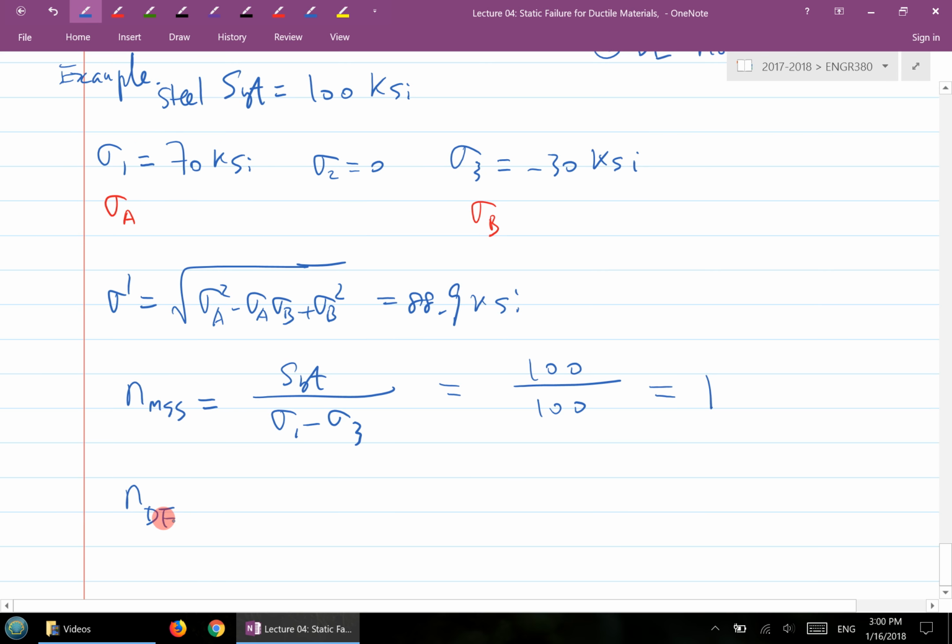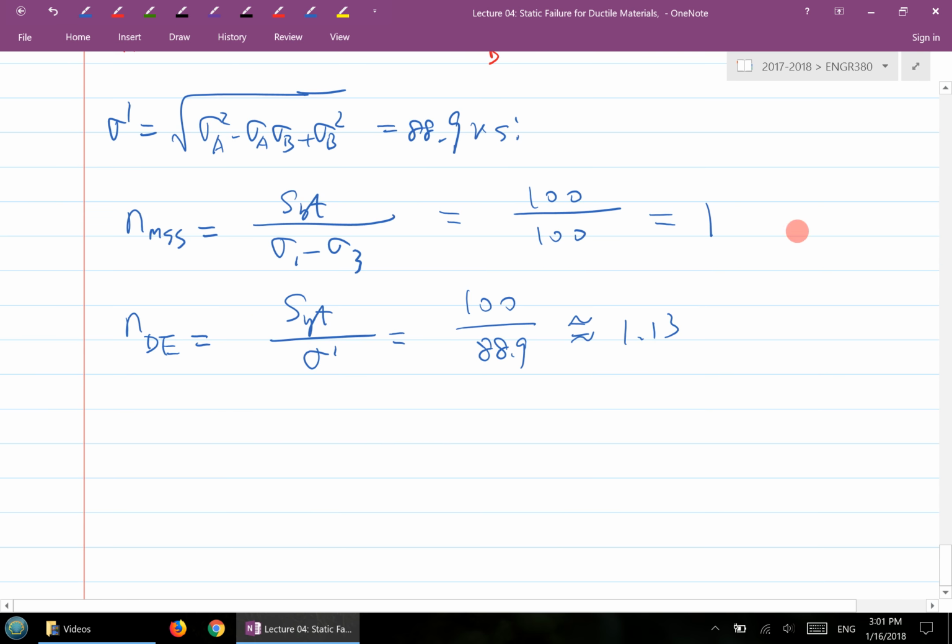If you calculate using DE, it's a comparison between SYT and sigma prime, so it's 100 over 88.9, which gives us approximately 1.13. And this absolutely makes sense because we said MSS is more conservative, so the safety factor should be slightly less than the DE theory, which is the case. Very good. We'll look at a more sophisticated example shortly.